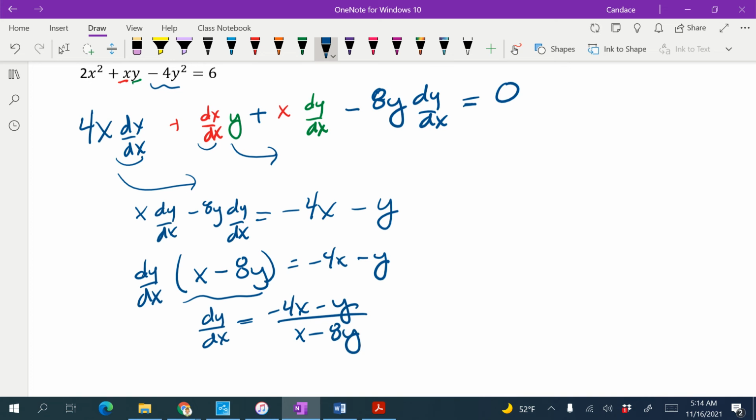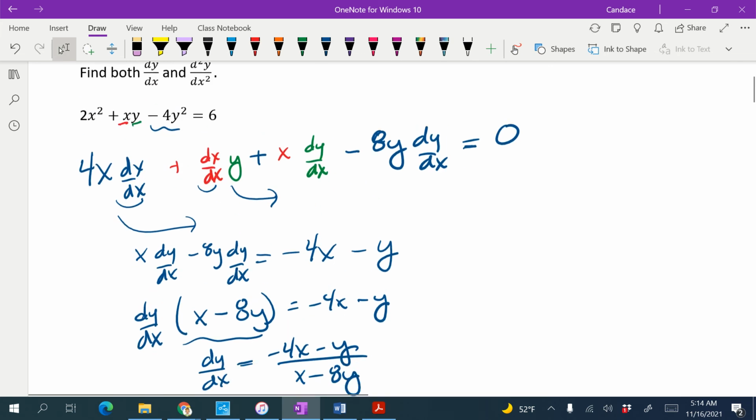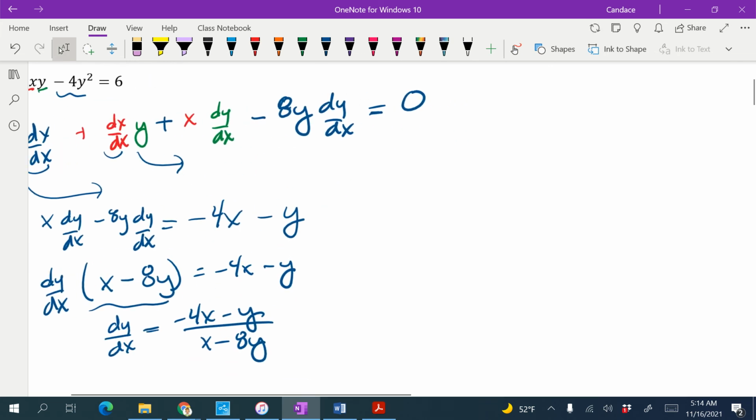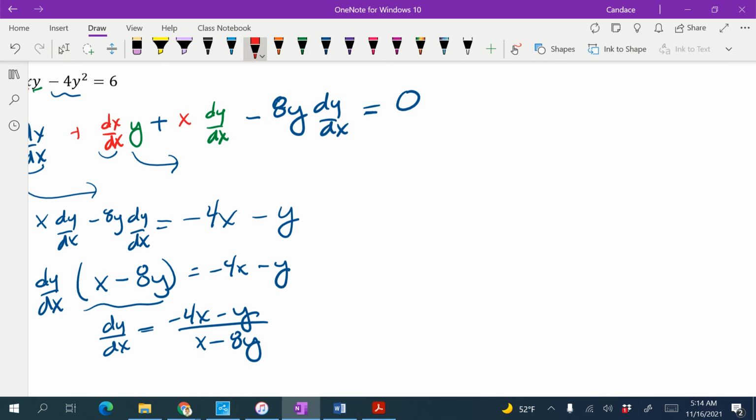But we're now going to go ahead and take the derivative of that. And we are not going to simplify the second derivative. So that is definitely a quotient rule. So I've got my red, I've got my green. All right, so I'm going to set up my second derivative here. So d squared y over dx squared equals.